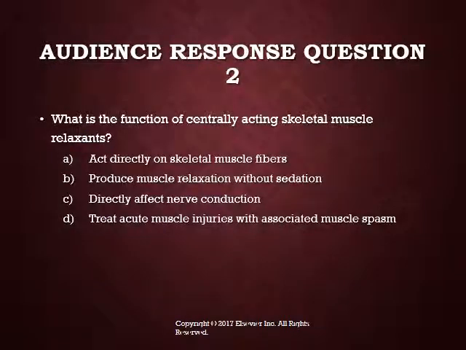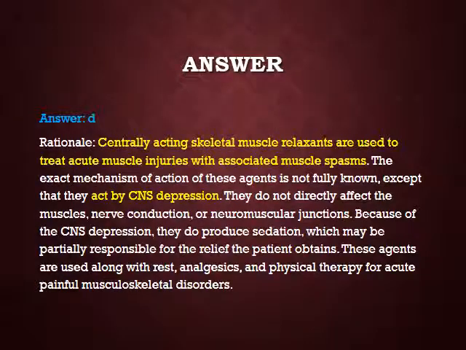What is the function of centrally acting skeletal muscle relaxants? A. Act directly on skeletal muscle fibers. B. Produce muscle relaxation without sedation. C. Directly affect nerve conduction. Or D. Treat acute muscle injuries with associated muscle spasm. The answer is D. Centrally acting skeletal muscle relaxants are used to treat acute muscle injuries with associated muscle spasms.